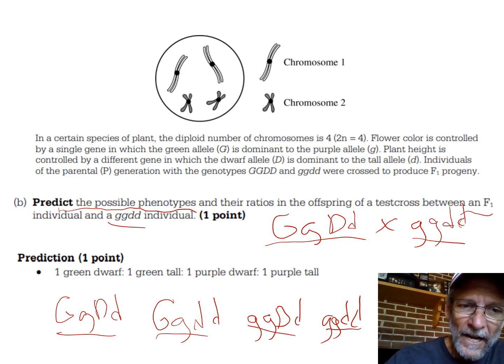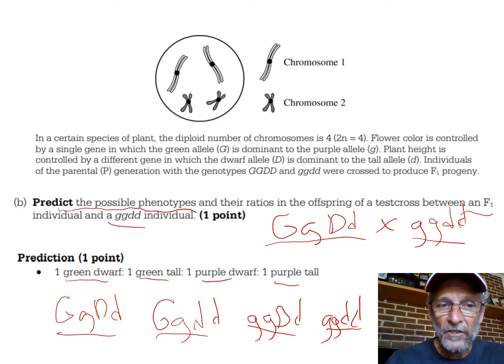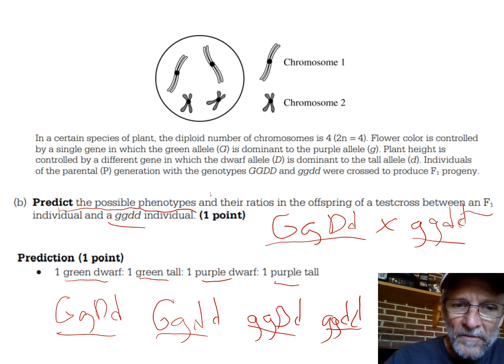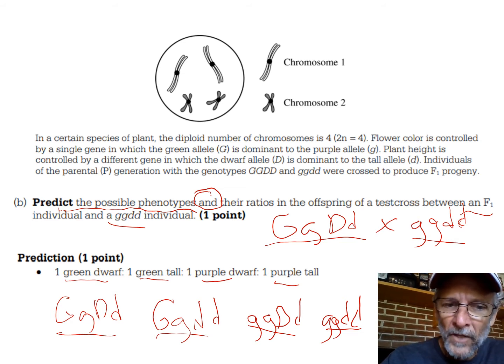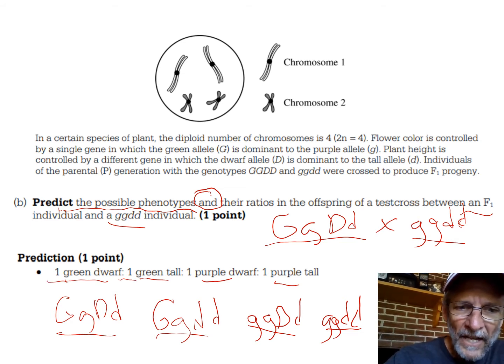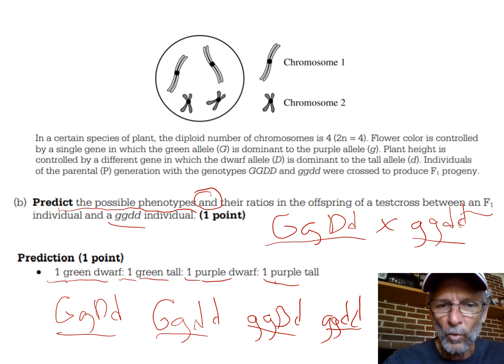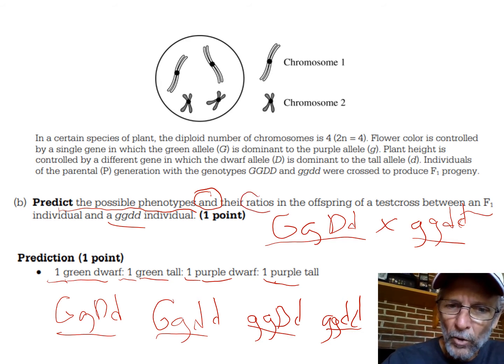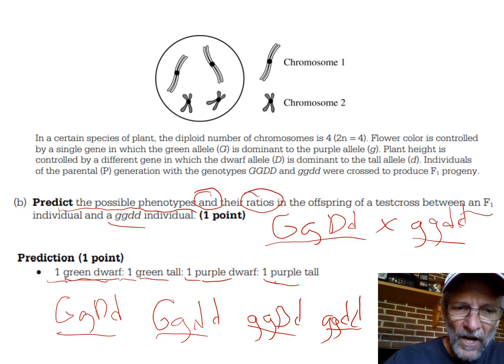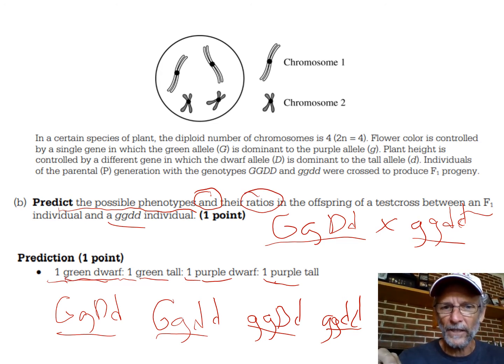They want phenotypes. So you simply have to convert that to phenotypes. And what else did they ask you for? Predict the possible phenotypes and their ratios. They didn't bold the word "and" here for you, but you need to have some numbers here. So 25% of each would have sufficed. You could do it in proportion form, 1 to 1 to 1 to 1, 1/4, 1/4, 1/4, 1/4, but you have to have both numbers and phenotypes, not genotypes, to get that 1 point. Not hard, but you could trip up in one of those 2 ways. Next and last one.